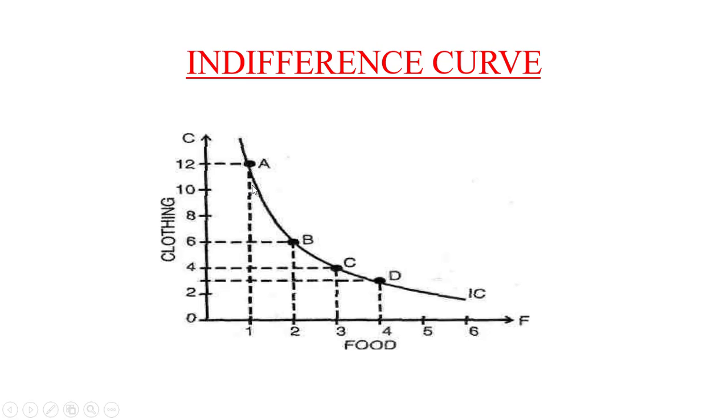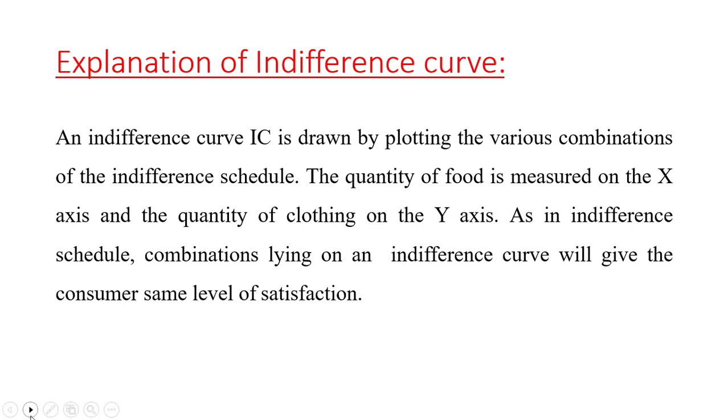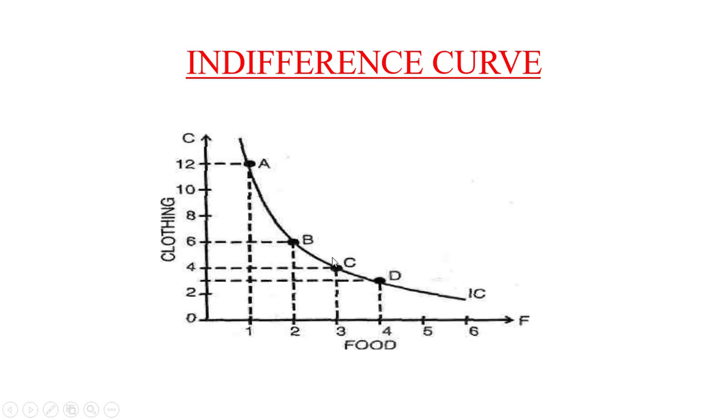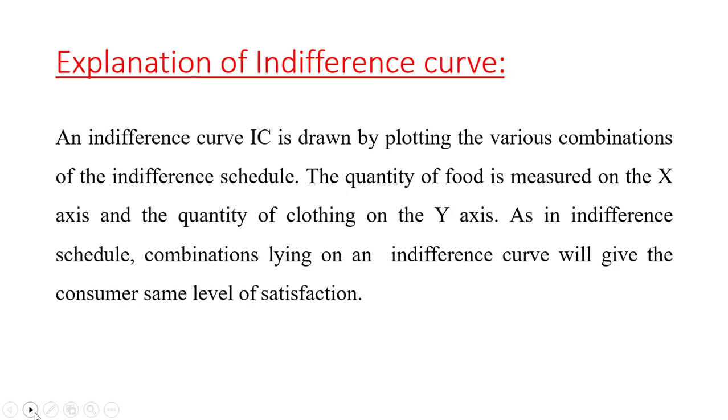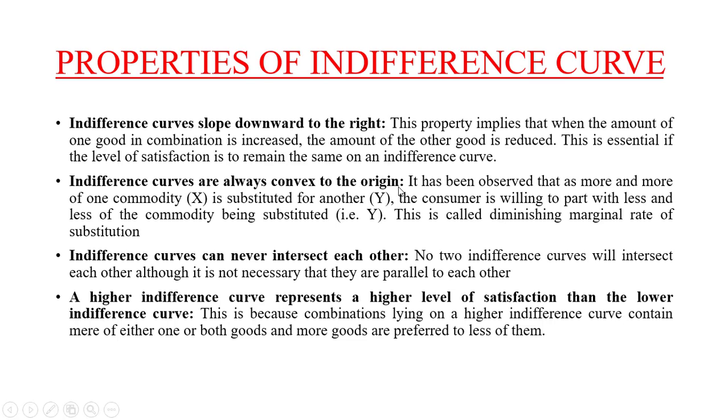Now, when you see the diagram is going downwards like this, it is falling, then it is convex to the origin. It is facing the 0, right? It is going down like this, so it is convex to the origin. But when the diagram is coming upside this way, then it will be concave to the origin. But the indifference curve is always convex to the origin.